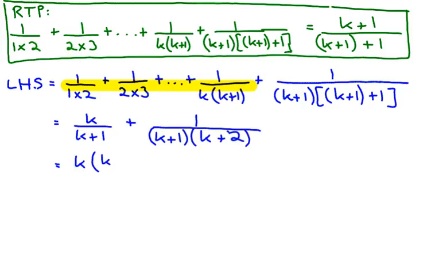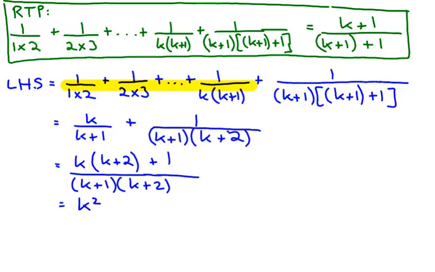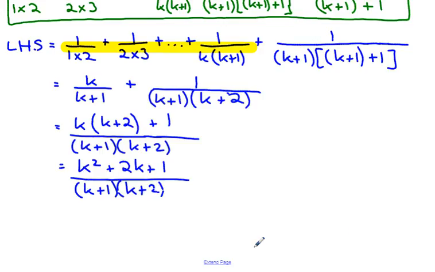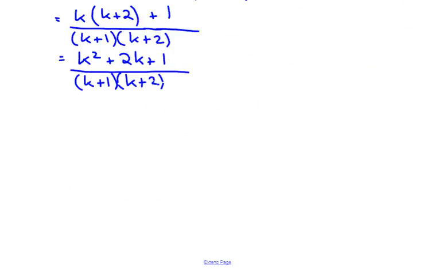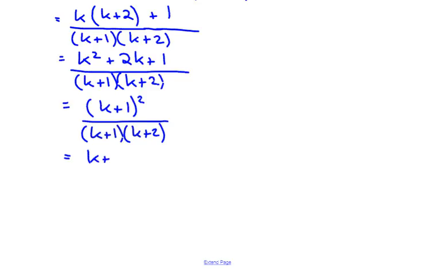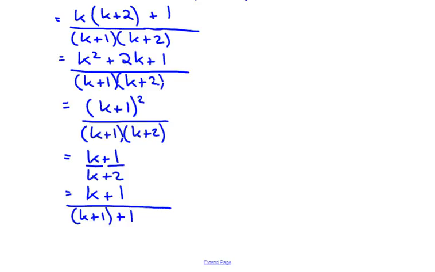So I'm going to times by my LCD. So I've got k plus 1, k plus 2. Times that out, and I've got k squared plus 2k plus 1 over k plus 1, k plus 2. Let's just make a bit more space here. Alright, that is a perfect square, which is k plus 1 squared over k plus 1, k plus 2. I can cancel one of those k plus 1's out, and I'm left with k plus 1 over k plus 2. Make it look how I want it to look: k plus 1 over k plus 1 plus 1, which is, in fact, and you can go and check, exactly what I wanted on the right-hand side. So I'd say it's equal to the right-hand side.